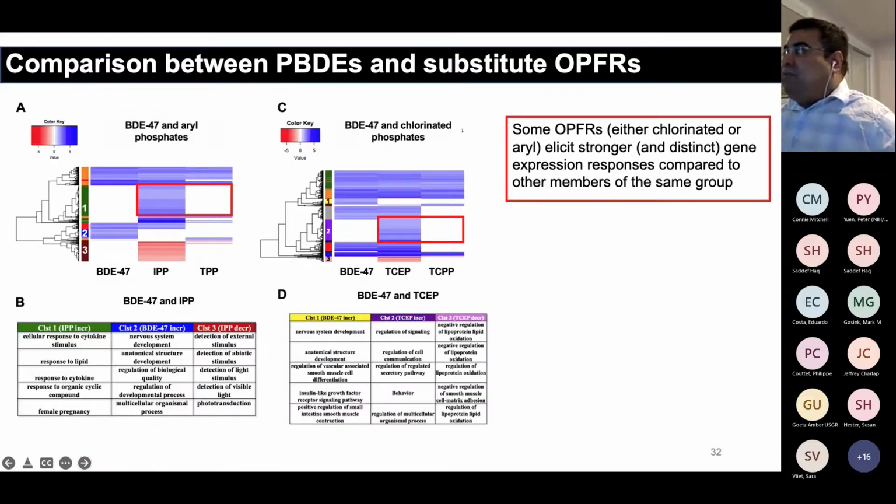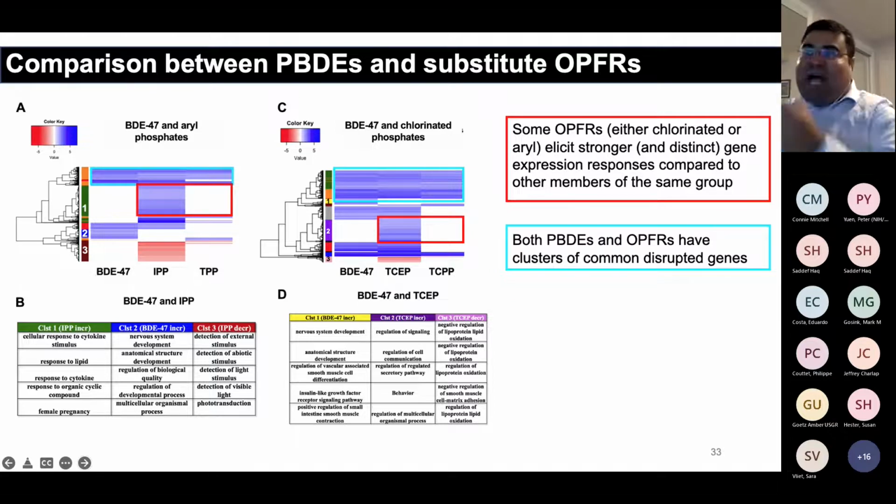When we look at the gene expression profile, it becomes more complicated. Here you see a comparison between BD47 and the aryl phosphates, and BD47 and the chlorinated phosphates. What you see is that in spite of IPP and TPP having similar phenotypic profiles, their gene expression signals are very different, where IPP is much more potent than TPP from the point of view of these molecular signatures. Similarly, between TCEP and TCPP, remember that none of them induced any apparent phenotypes, but TCEP led to large-scale gene expression changes.